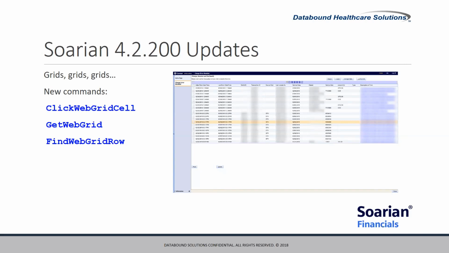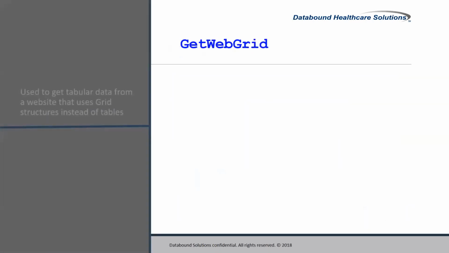So you'll see that the tables or the grids will look very similar, if not identical, to what you saw before, but the entire back end structure of them has changed. And so it does affect how EMUE interacts with it. So let's just look at a couple of these real quick here. Get web grid, again, is used to extract data out of the grid that used to be a table. So it really behaves exactly the same way that get web table did before.